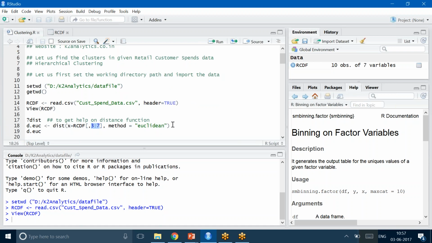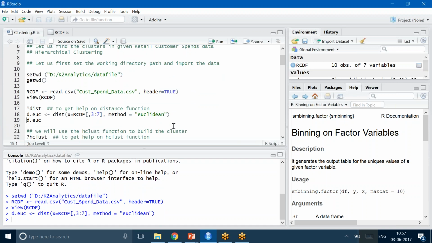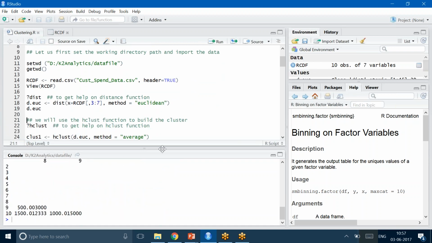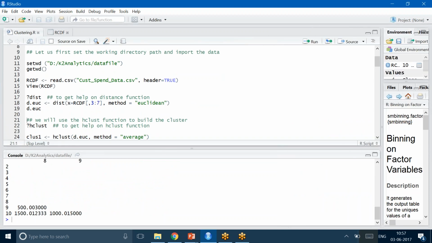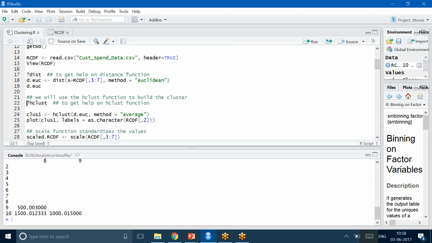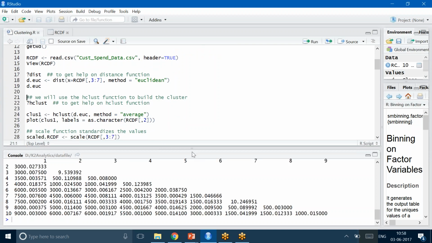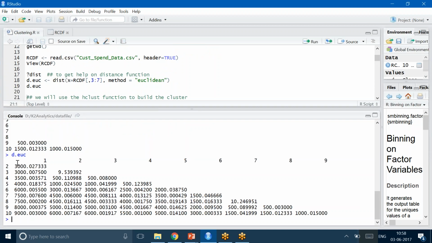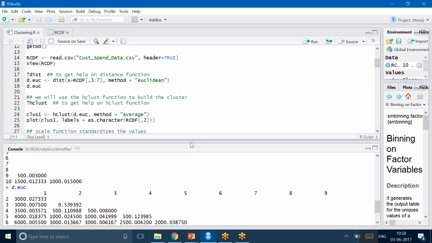So I'm saying compute distance based on Euclidean. And the moment I say Euclidean, I get this calculation. Let me show that. Let me run this again. So a distance matrix has been computed: distance of 1 from 2, distance of 1 from 3, 4, and so forth. It's all done, and now I have to build the model.